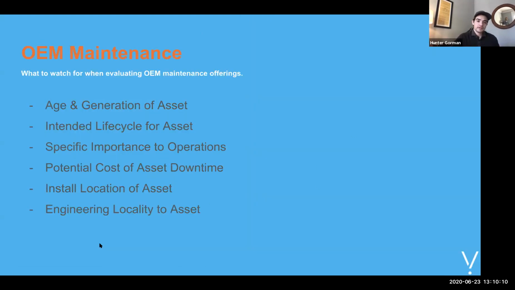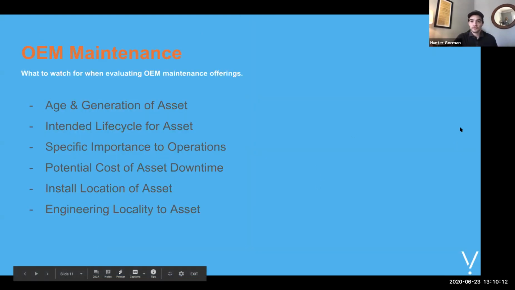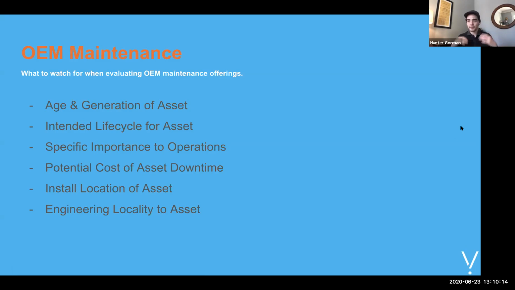When it comes to OEM maintenance, there are a couple of things you should watch out for. Not that they're bad, but just questions you should definitely consider whenever you're going in to make that maintenance buy. The first is the age and generation of the asset. Like we talked about, the age and generation are largely going to affect, with OEM maintenance, how and where and for how long you can cover that specific asset. On the same line, you need to think through the intended life cycle of that asset. So not what it's supposed to be, not what it was made to be, but how you intend to use that asset.